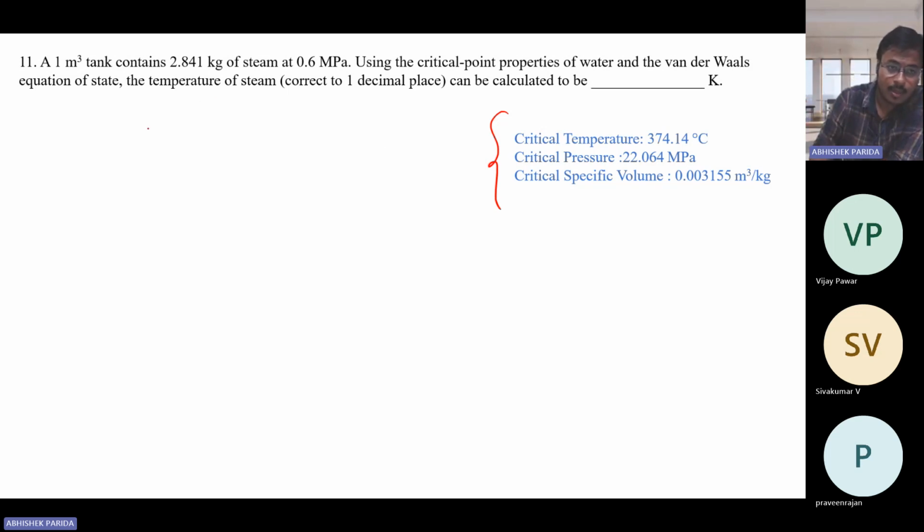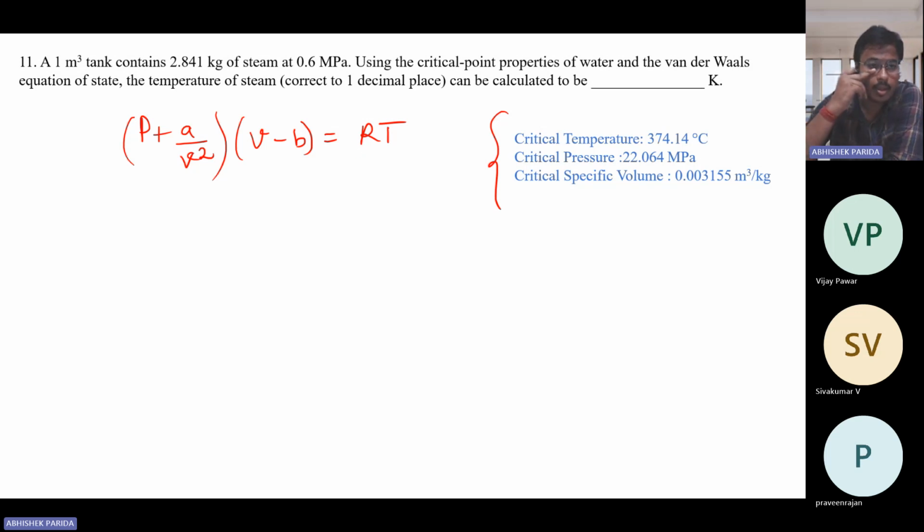So what is the van der Waals equation? P plus a by v square, where v is the specific volume, times v minus b is equal to RT. So now you calculate. A 1 meter cube tank contains 2.8 kg of steam. So what is the specific volume? First of all, calculate the specific volume: 1 divided by 2.841. This is not that tough a question. I think you will be able to understand. It is 0.3519 meter cube per kg.